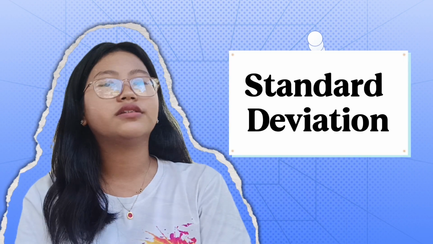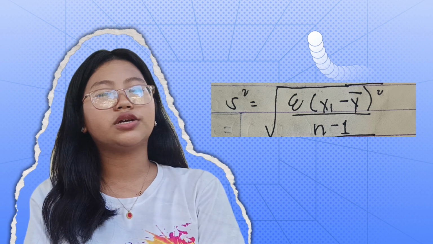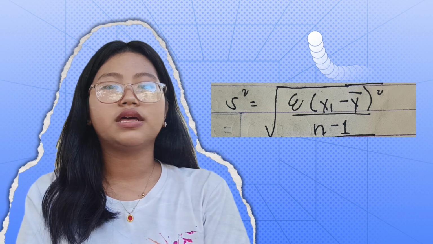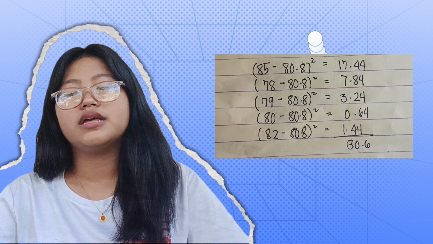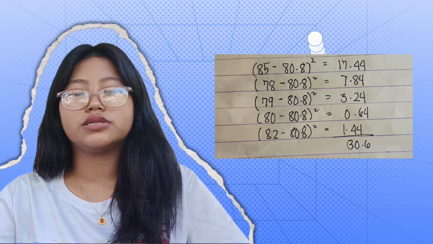So after getting the sample mean, we will solve for standard deviation. So our formula is S is equal to square root of summation of xi subtracted by sample mean squared divided by sample size subtracted by 1. So we will subtract the sample mean from the given value of the problem and then square them. For example, 85 subtracted by 80.8 squared is equal to 17.44.